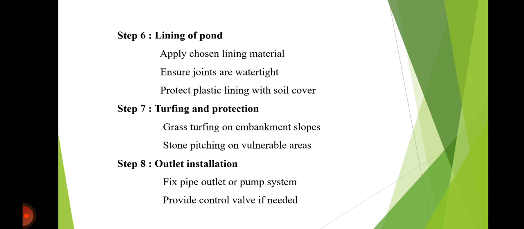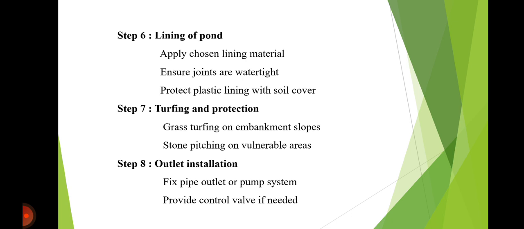So the outlet arrangement. Outlet arrangement means outlet installation. There is also turfing and protection. So how do we protect with turfing? Grass turfing on the embankment slope, stone pitching on vulnerable areas. And at last is the outlet arrangement: install pipes, sluices or pumping arrangements for water withdrawal, ensure controlled release of stored water for irrigation.